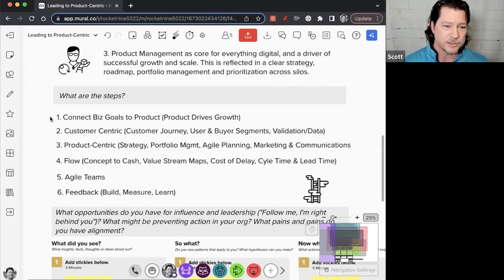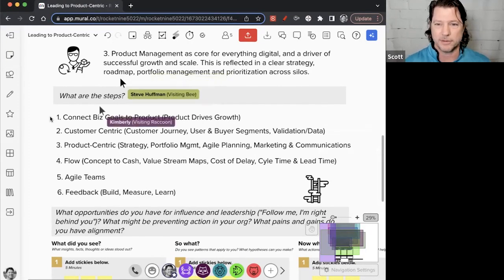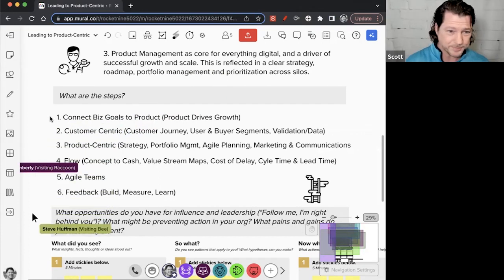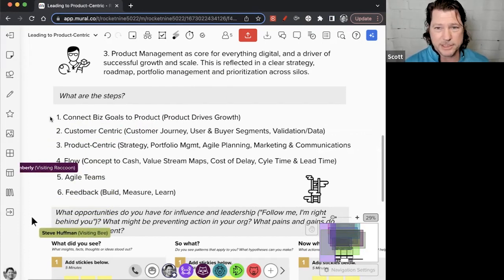Number three, product centric strategy. Product centric looks like strategy and portfolio management, agile planning, marketing, communication. But again, have we seen anything new from any of this so far on this list? Not in my opinion. Flow, number four. Again, this is a little bit old school. We can't do a good job of making sure we're making money off the product if we can't even track how long it takes requests to get done. How are we wasting money? How are we spending money? Where are all these requests in coordination with others? Are we fracturing all of our people across too many things? So that's just kind of going back to our roots.